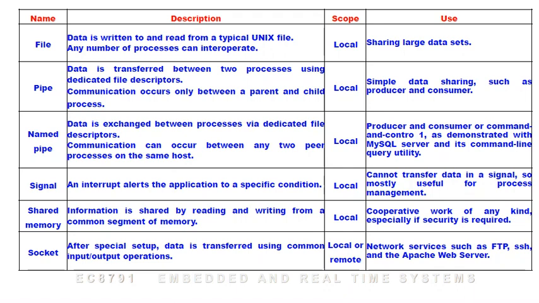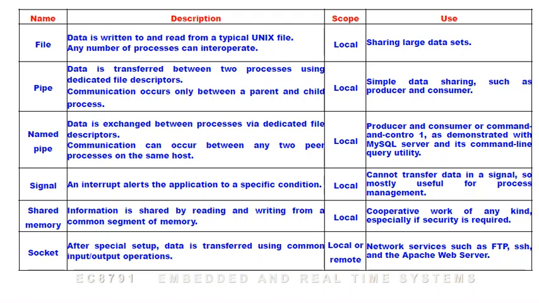A named pipe. Data is exchanged between processes via a dedicated file descriptor. Communication can occur between any pair of processes on the same host. So, scope is local. Producer and consumer are common, as is command and control, as demonstrated with the MySQL server and its command line query utility. Then the signal.